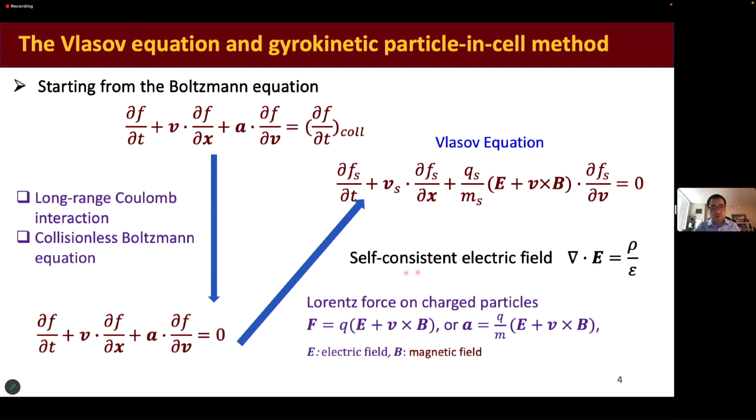So that's what we call the self-consistent electric field. This is basically the Poisson equation you can see here, because the electric field is the gradient of the electrostatic potential. So basically it is the Poisson equation with the right-hand side. This is the overall theoretical background.